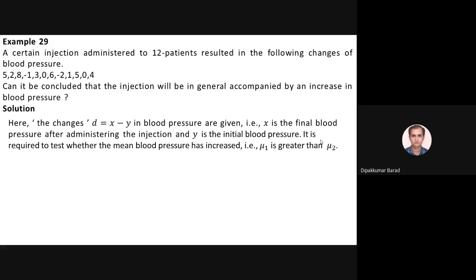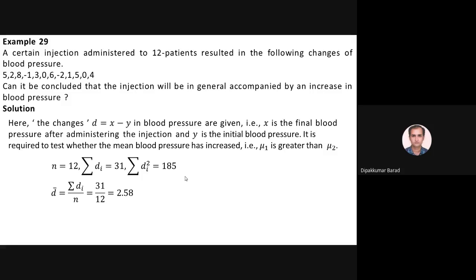Obviously mu1 is greater than mu2. This is mu1, which represents the mean of the blood pressures before injecting, and mu2 represents the mean of the blood pressures after injecting. So here n is equal to 12. We have summation di, which is 31. If you find the summation of all these values, you get 31, and then take the square of all of these and find the summation, then summation di square you get 185.